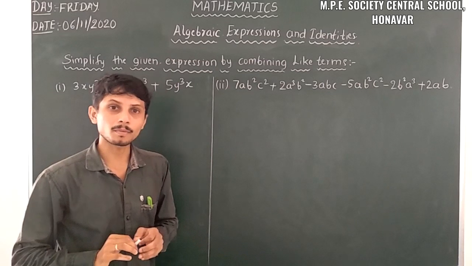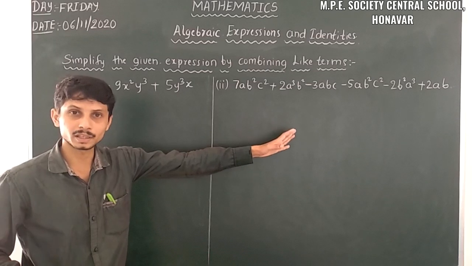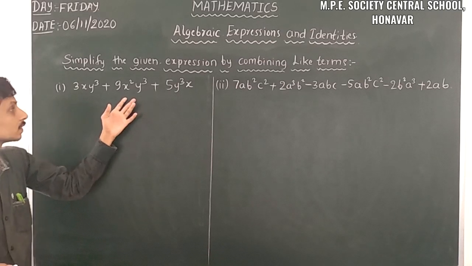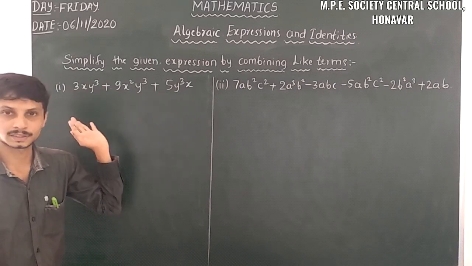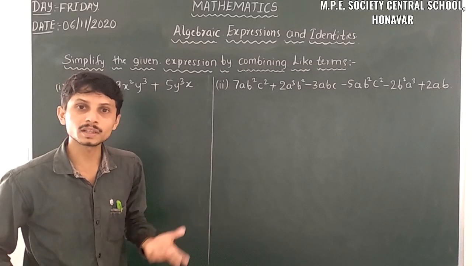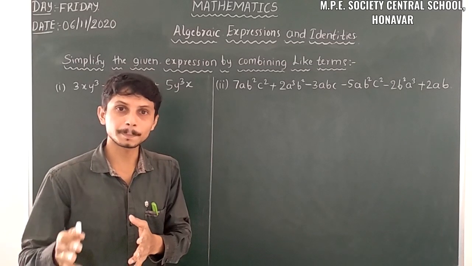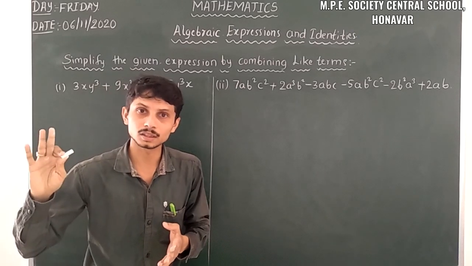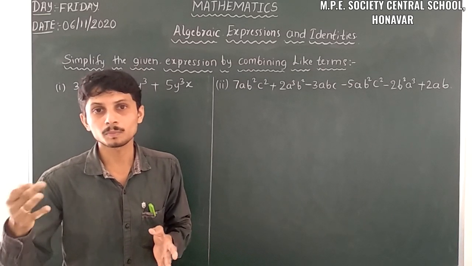So there are many examples based on this. Let us solve some problems based on like terms and unlike terms. There are two problems given here, so we have to solve them one by one. Firstly, let us take the first one, that is 3xy cube plus 9x square y cube plus 5y cube x. This looks like a trinomial expression. One term means monomial, only two terms means binomial, three terms means trinomial, and so on. More than two terms we can consider as a polynomial.